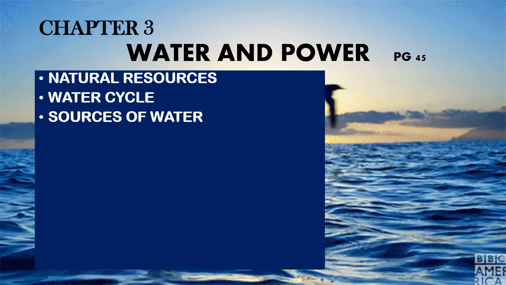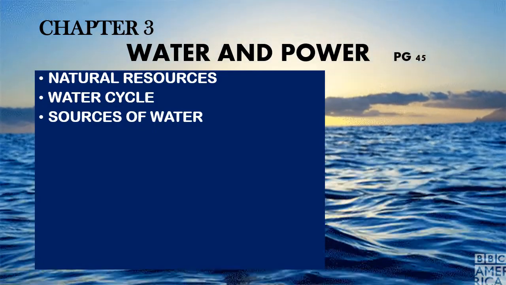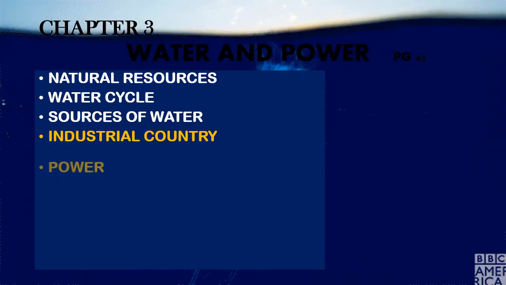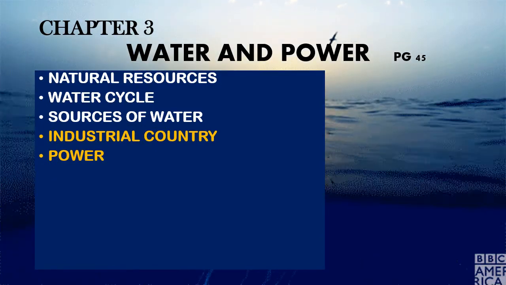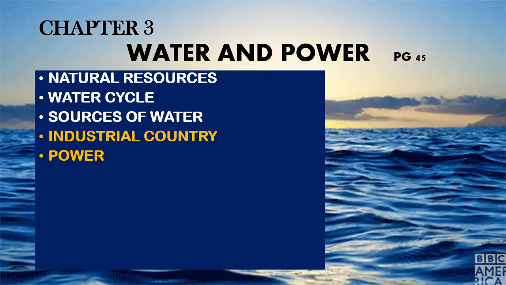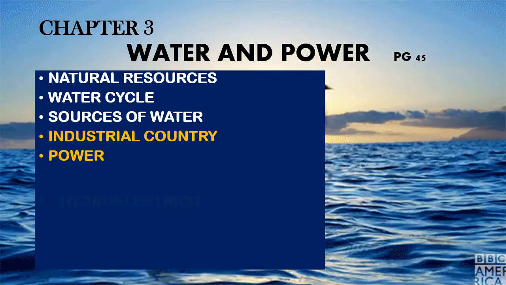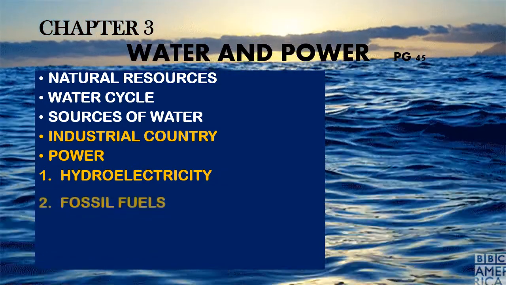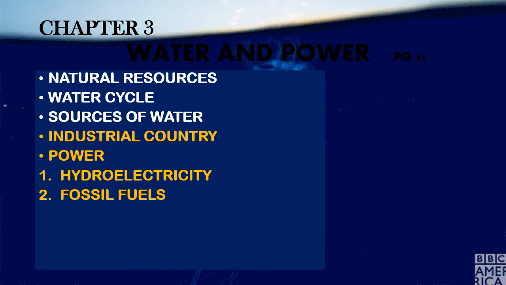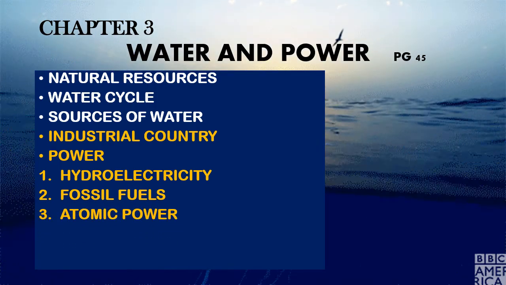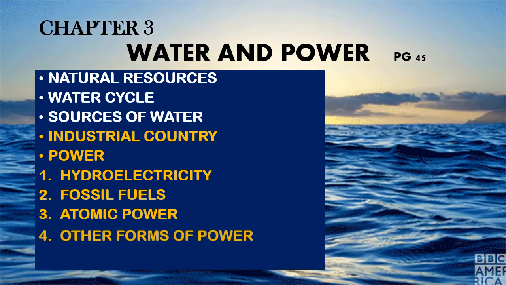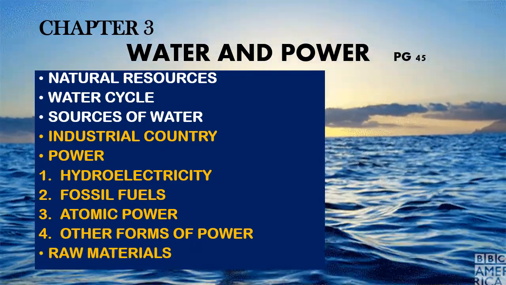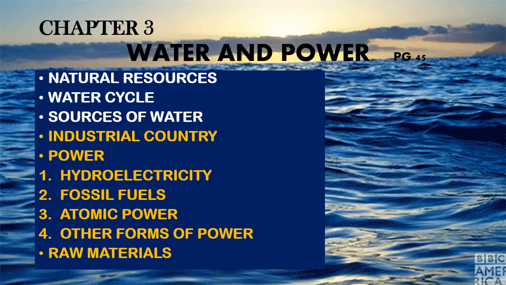Different sources of water. Today I am going to discuss what is an industrial country, what is power, in which I am going to discuss different forms of power. Number 1, hydroelectricity. Number 2, fossil fuels, atomic power, other forms of power, and raw materials. So let's get started.